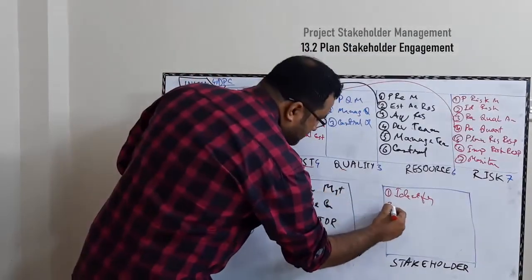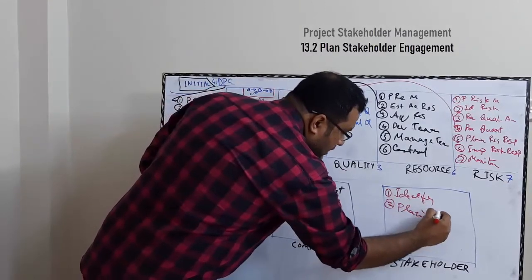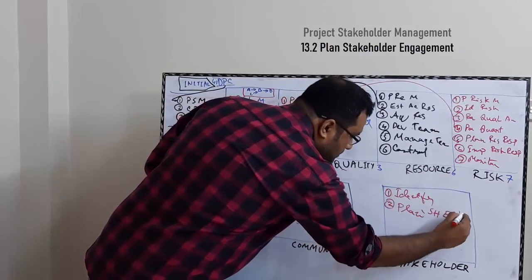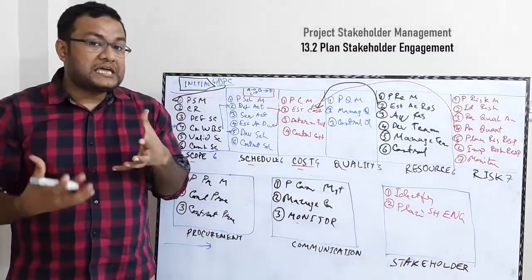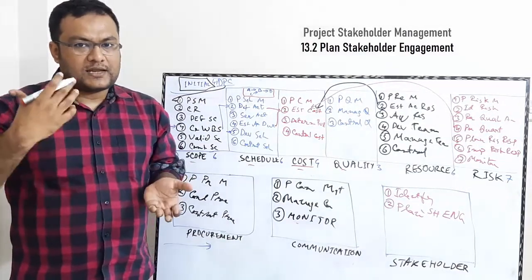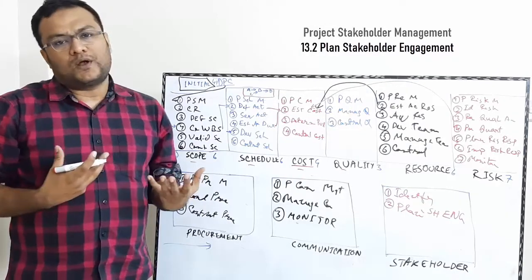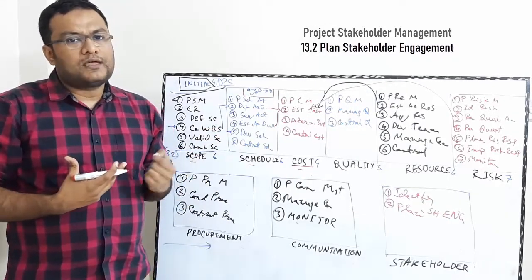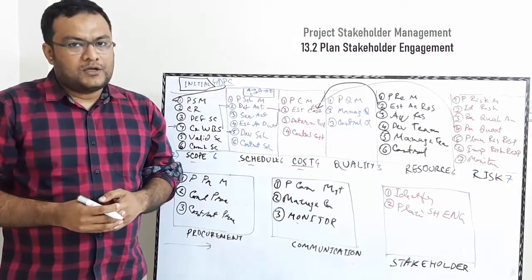Then when you have that, you can plan stakeholder engagement, not management. You cannot manage a stakeholder, you can manage engagement, how they are engaged with your project. Is their engagement positive or negative? Do you want them to be engaged or you don't want them to be engaged? Those sorts of things you plan in your plan stakeholder engagement.